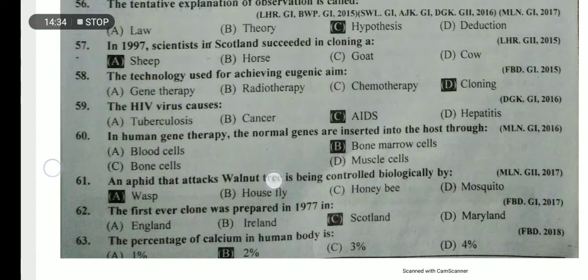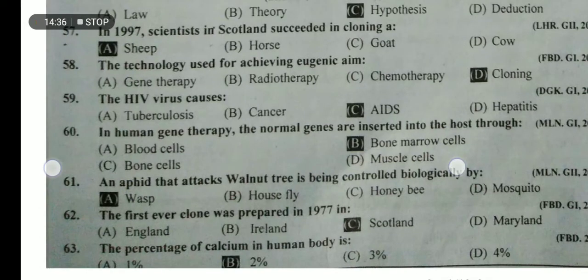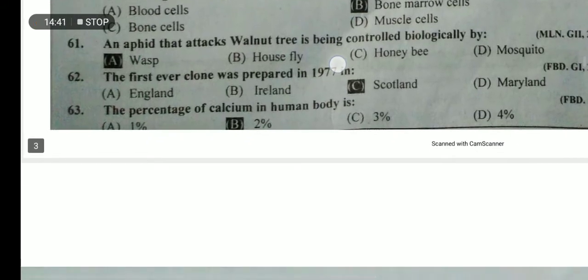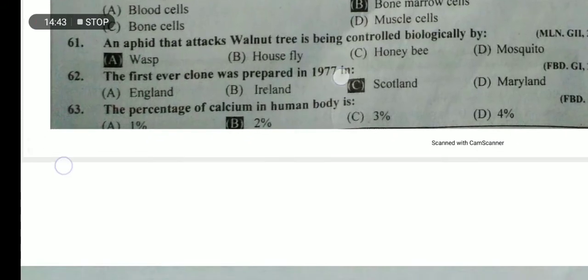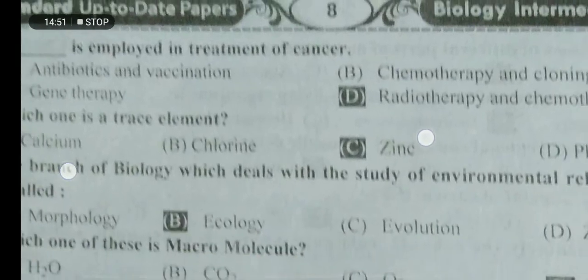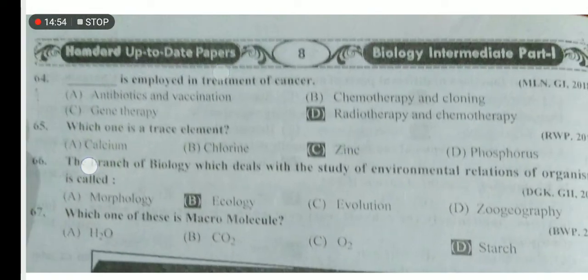cells, and if it attacks, the walnut tree is being controlled biologically by the wasp. The first ever clone was prepared in 1977 in Scotland. The percentage of calcium in the human body is 2%. Dash is employed in the treatment of cancer: radiotherapy and chemotherapy.